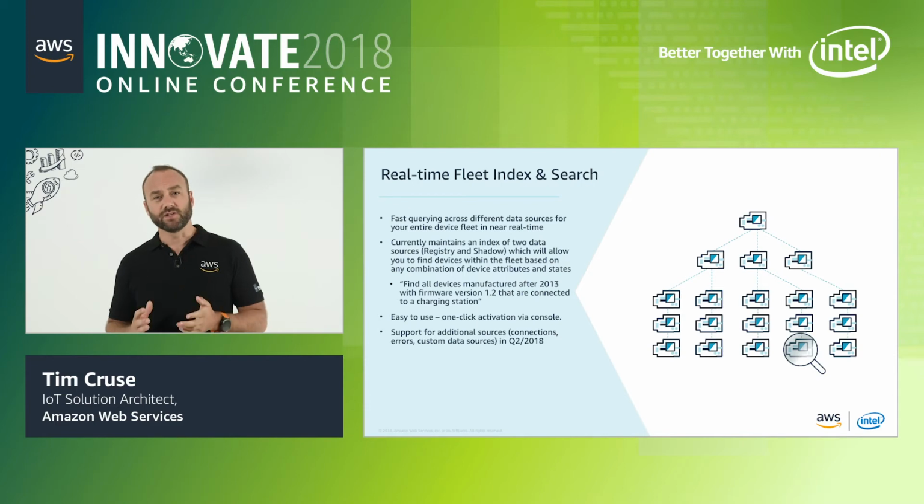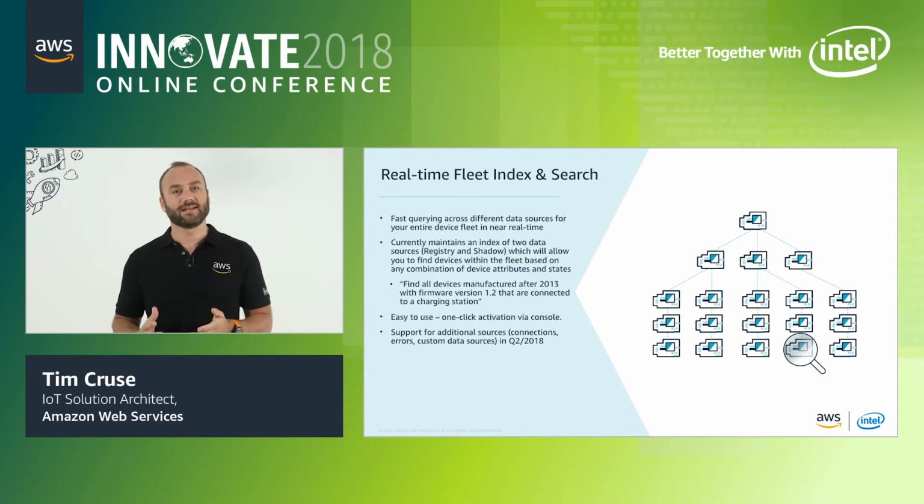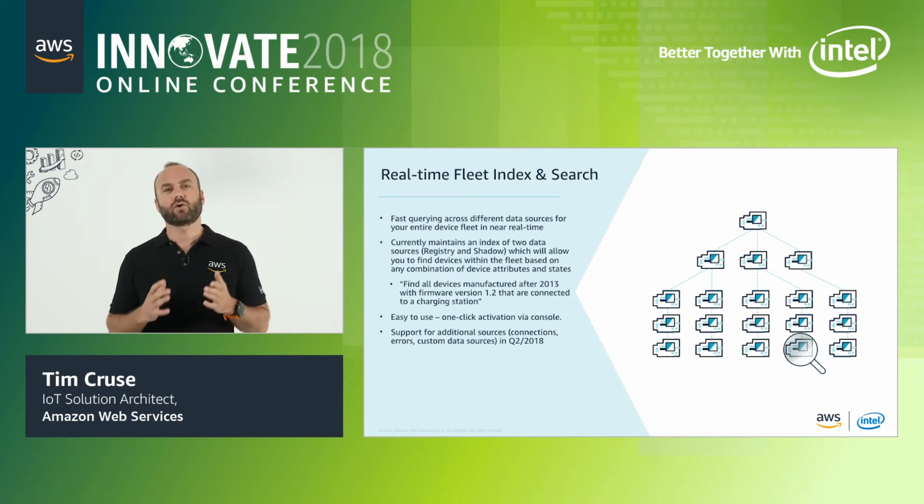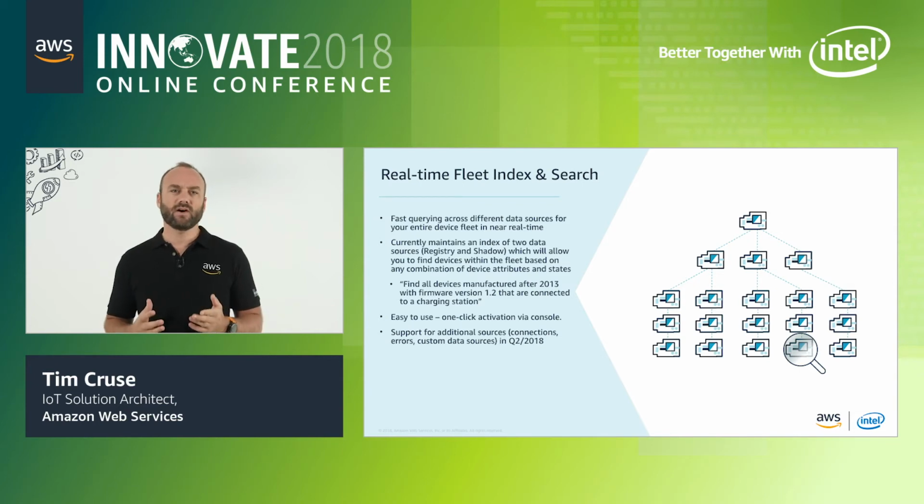AWS IoT Device Management supports real-time fleet indexing and search. You can query across different data sources on your whole device fleet in near real time. It currently maintains an index of 2 data sources, Thing Registry and Thing Shadows, which allow you to find devices within a fleet based on any combination of device attributes and states.